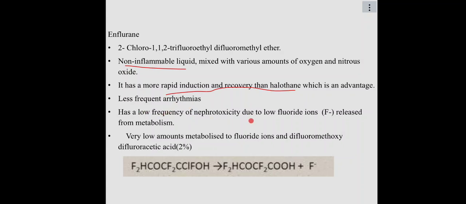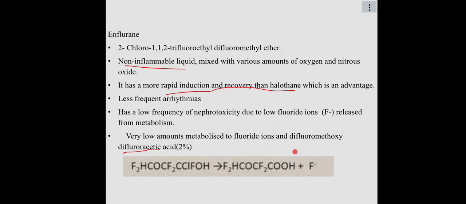Has a low frequency of nephrotoxicity due to low fluoride ions. As I told you, we were looking at the way it can generate the fluoride ions. And those compounds that release fluoride ions can cause a lot of toxicity. So we are saying it has low frequency of nephrotoxicity due to low fluoride ions. Remember, it has a mixture of fluorine and chlorine released from metabolism. Very low amounts are metabolized to fluoride ions and difluoromethoxy through difluoroacetic acid.